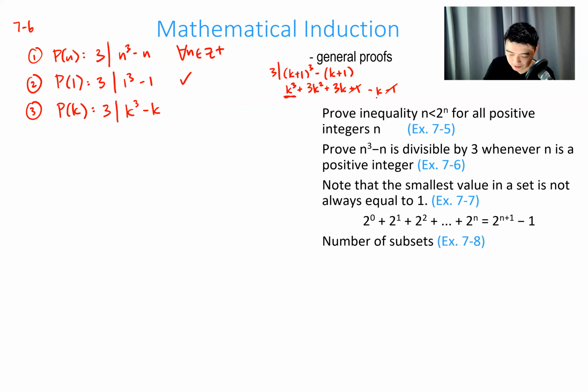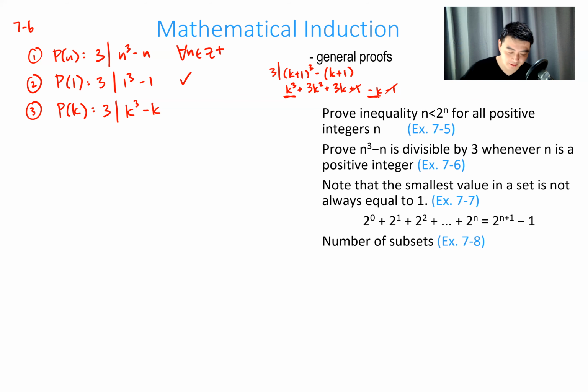So k cubed minus k, that's divisible by 3, right? Because we've assumed it from P of k. So we've assumed that 3 divides k cubed minus k. We also see from the other two terms that we have 3k squared and we also have 3k. Both of those are also divisible by 3.